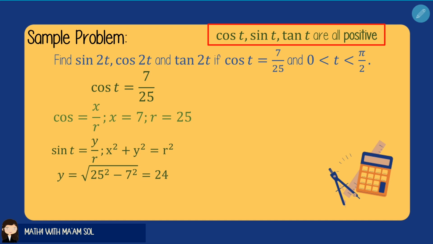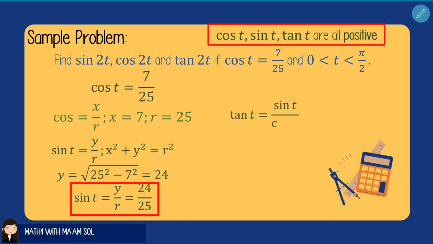You might say we can either have a positive or a negative square root, but take note that we are taking the positive value since we said that our angle t is found on quadrant 1. So now we get sine t is equal to y over r, which is 24 over 25. Now we have our tangent t. So we know that tangent t is equal to sine t over cosine t, or also equal to y over x. So we have 24 over 7.